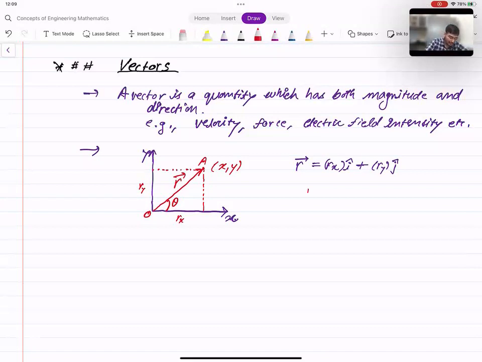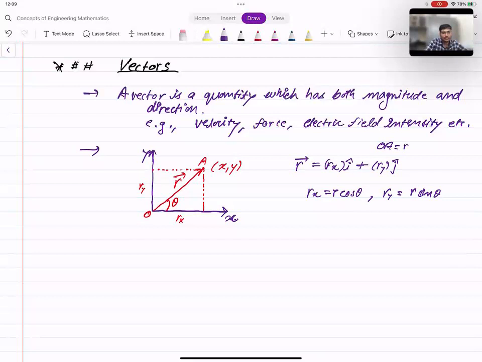So this can be resolved as, let me change the ink color. This is Rx, this will be nothing but R cos theta. Okay, simple geometry it is. And again Ry can be written as magnitude multiplied with sin theta. Say this distance OA is R. So this is R sin theta. So this is the resolution of these vectors.